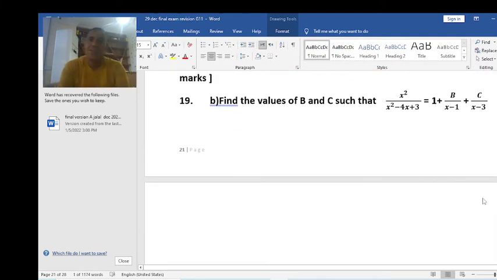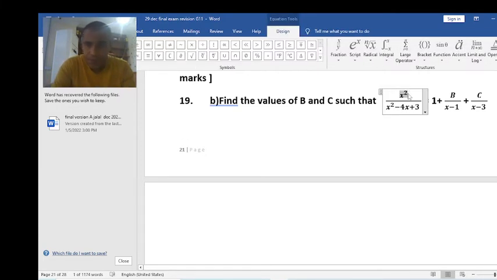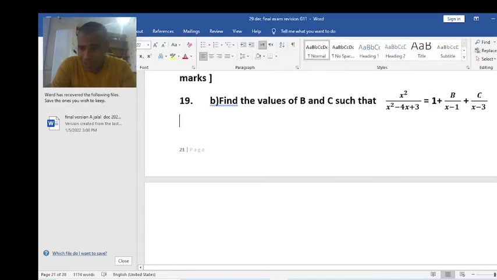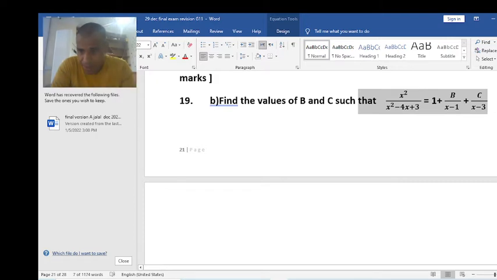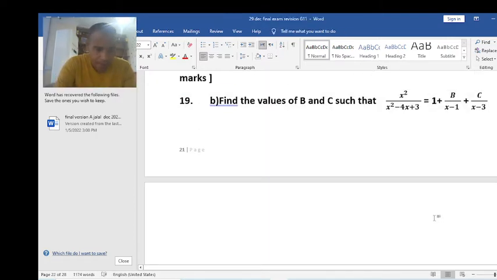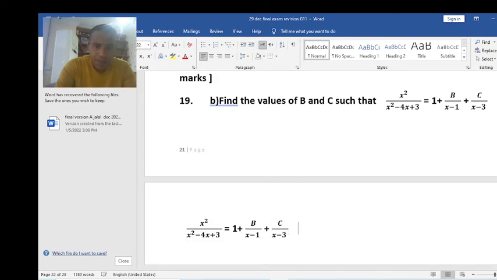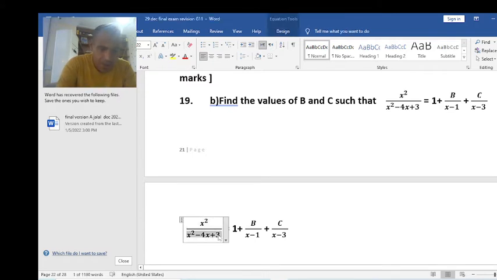Find the value of b and c such that x cubed plus bx squared plus c is divisible by x squared minus 4x plus 3. So here you are going to use long division. Already one is given, which is a. I will copy this one and paste it here. We told that we will use the long division. I will make it like that. This is x squared.